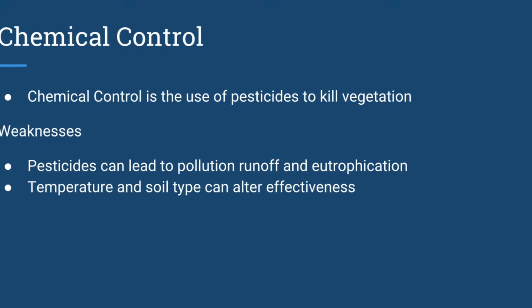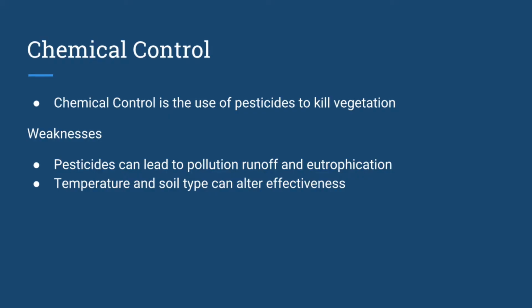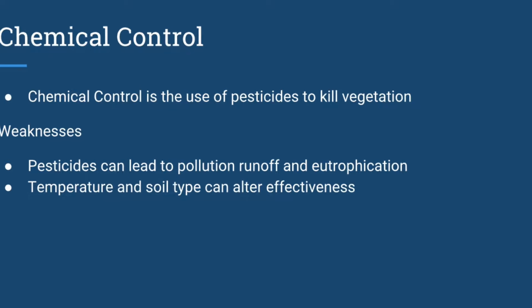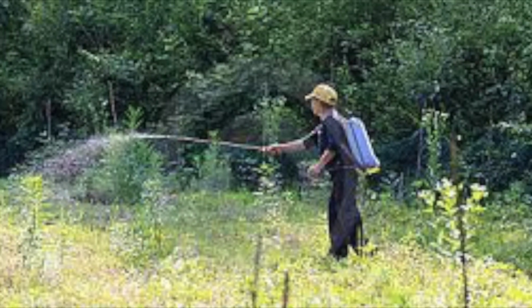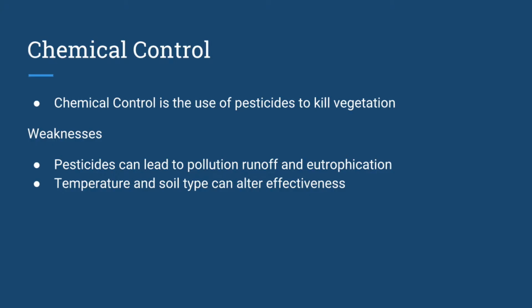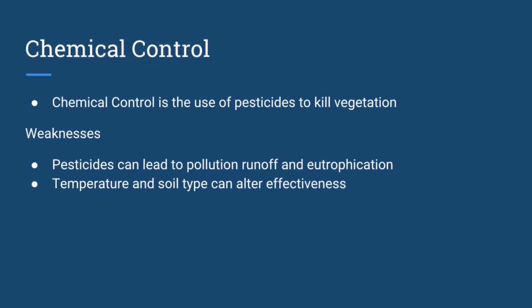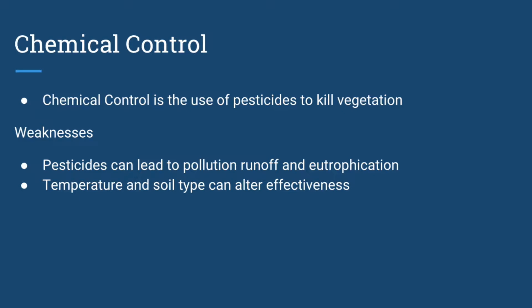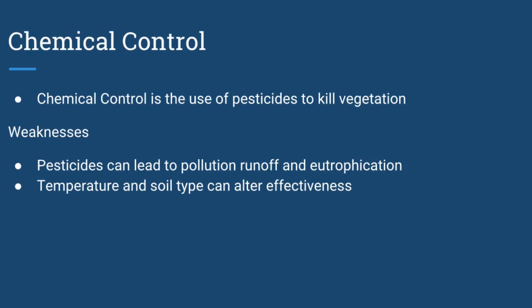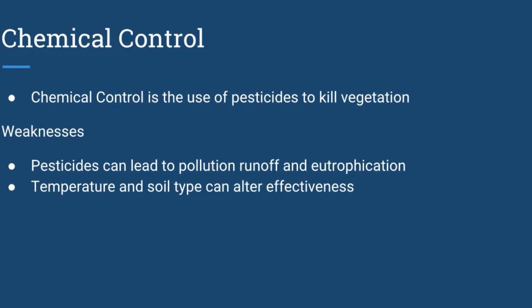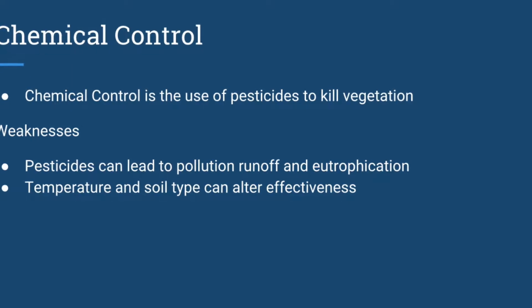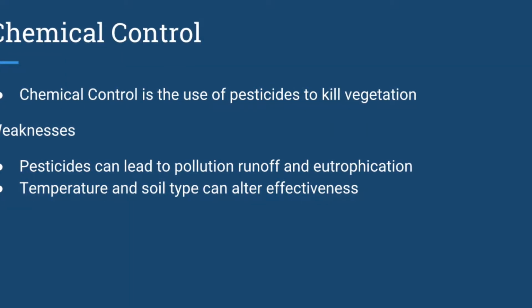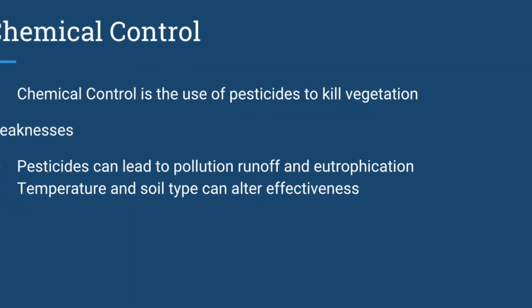Another solution we researched was chemical control, the use of pesticides to kill vegetation. A weakness is that use of pesticides can also lead to pollution runoff. The more that is used, the greater the likelihood of pollution. This can lead to eutrophication, a massive increase of nutrients. An example is using herbicides to kill and remove autumn olive plants from a local field or woods.